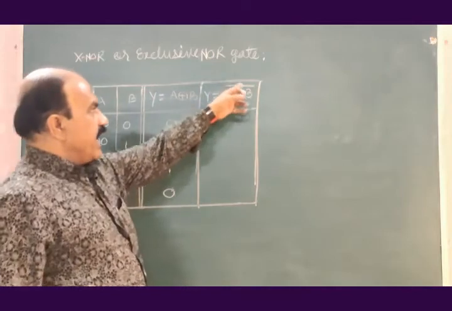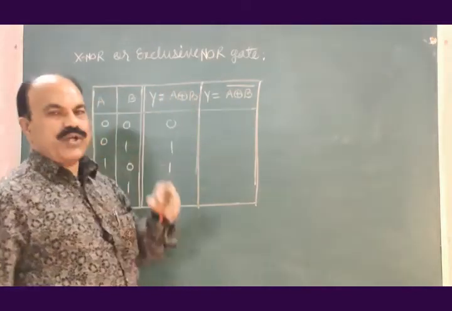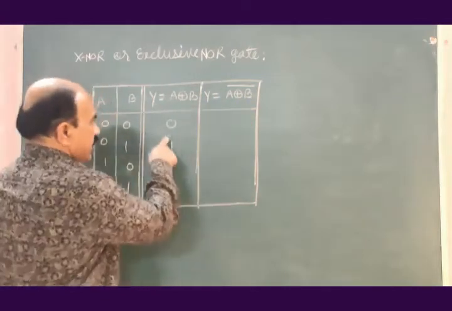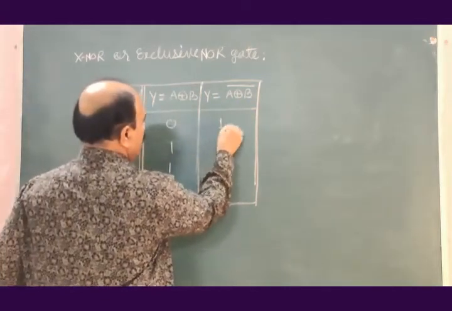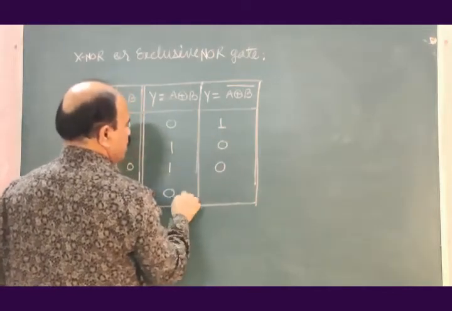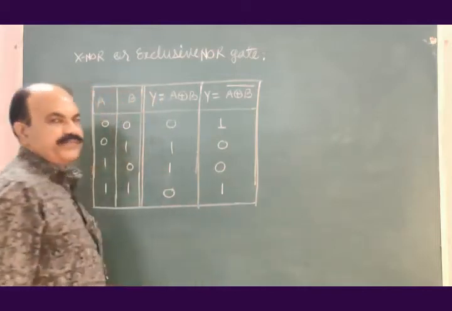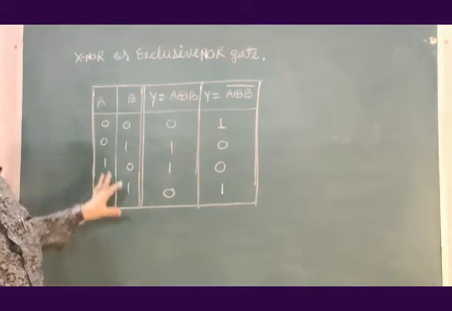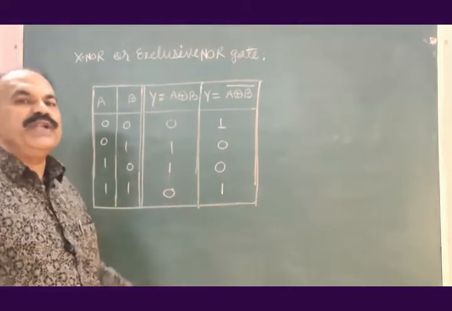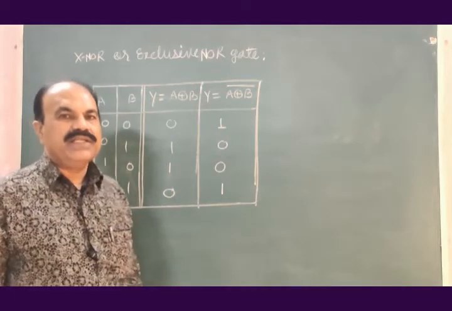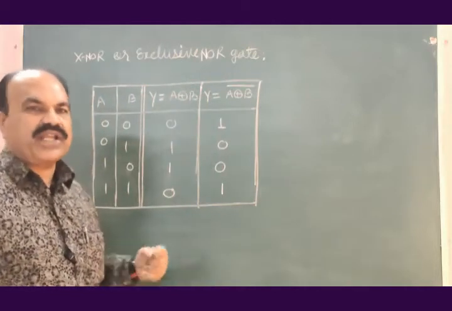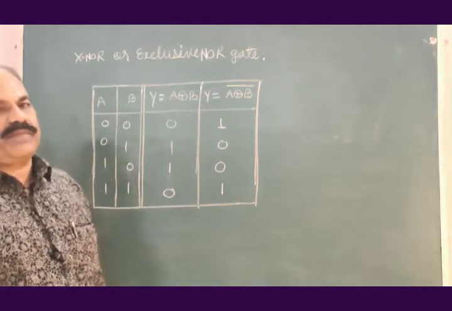When we put a bar over this A XOR B, it will be A XNOR B. Okay, 0 will become 1, 1 will become 0, 1 will become 0, 0 will become 1. Inputs, two inputs, four input conditions. Output for two input XOR gate, two input exclusive OR gate. Output for two input XNOR gate, exclusive NOR gate.